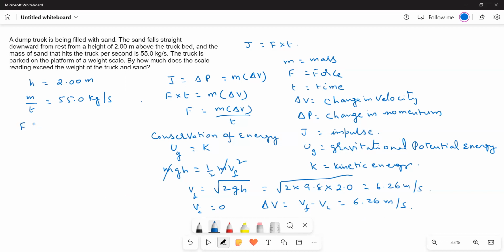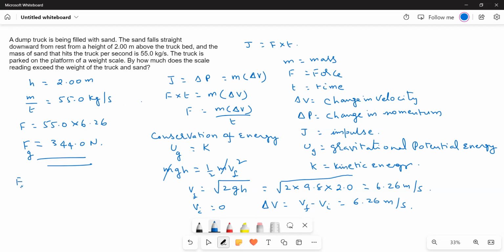Substituting here, we get F is equal to 55 into 6.26. Now, what is the answer? 344. 344 newtons is the answer. This is actually the force, which here is the gravitational force Fg. Okay. So Fg is nothing but your weight.